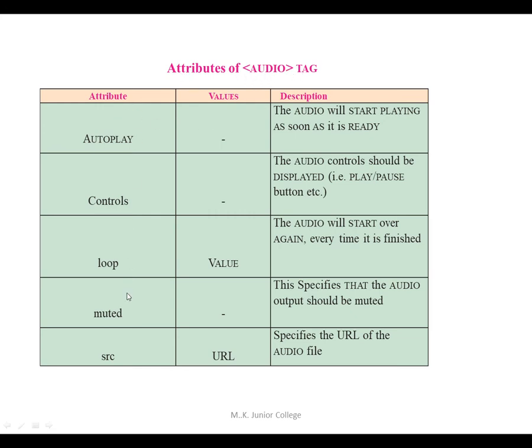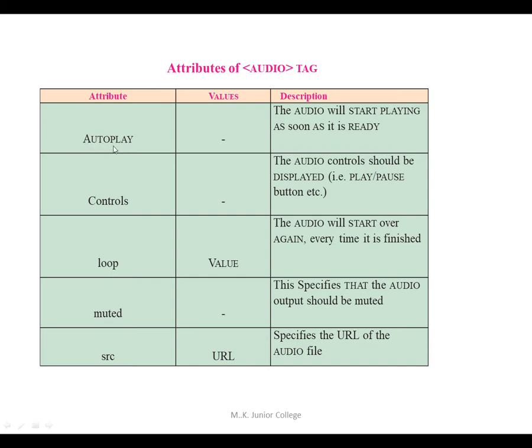Now next are the attributes of the audio tag. Some of the attributes are compulsory to use and some are optional. Now look at this. The attributes are autoplay, controls, loop, muted and src. Some attributes do not have any value, so those are boolean attributes. You have to just mention the name of the attribute. That means that particular attribute is true for your tag.